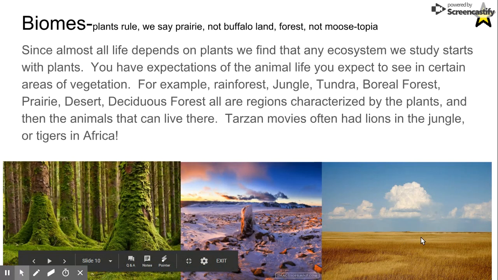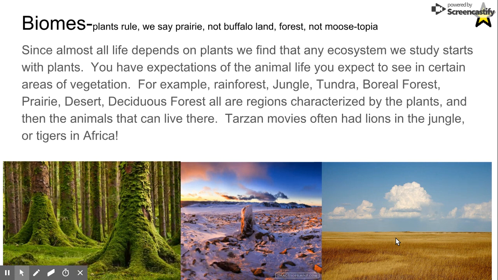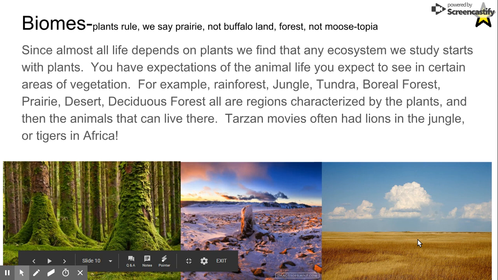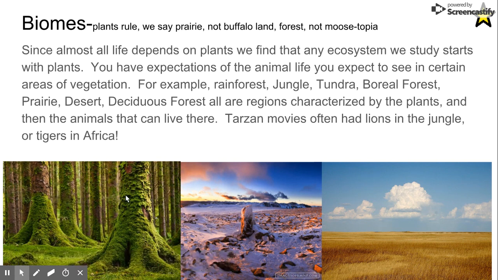Because this field of grass, is it grass in Africa? Is it grass in Russia? Is it grass in Alberta? But you certainly would never see a tiger here, despite Tarzan movies quite frequently having tigers out in this kind of environment. So we say prairie, not buffalo land. We would call this a forest, not moose-topia. We describe the landscape and the plants first, and our expectation that certain animals would appear in that area. So the plants start off every environment.